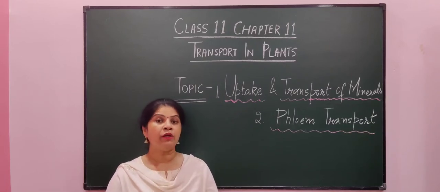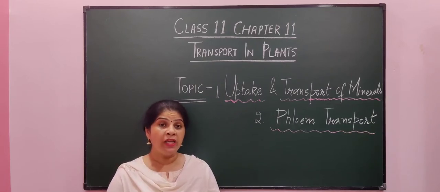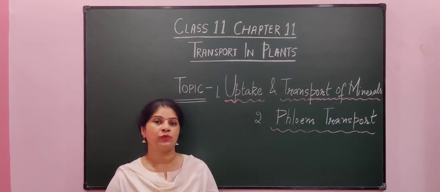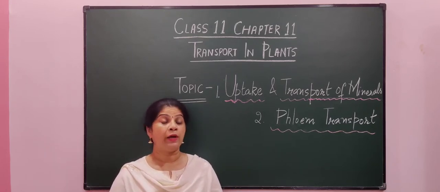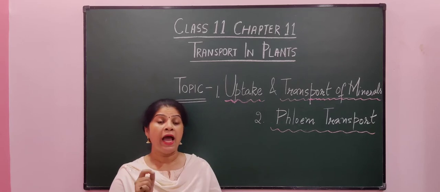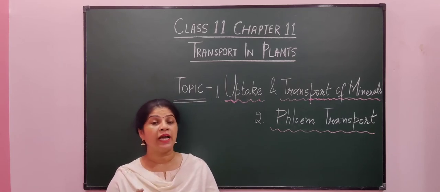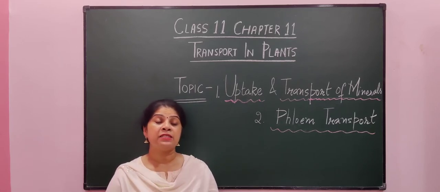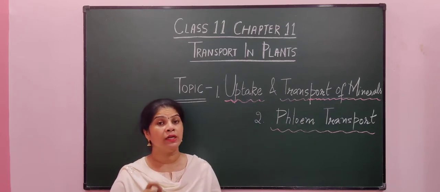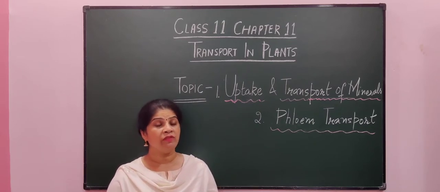So this movement of food particles from the leaves to all the parts of the plant body is known as what? Translocation. And what is the pathway of translocation? The pathway of the translocation is the phloem, and the movement of food is bidirectional as compared to the movement of water in the xylem, which is unidirectional. So students, today we will be discussing these topics in detail.